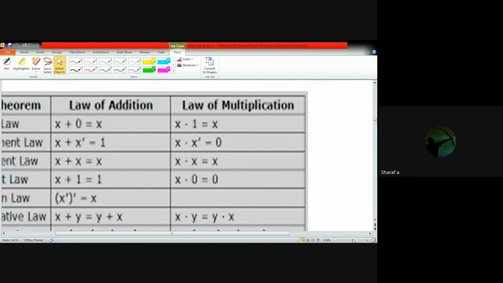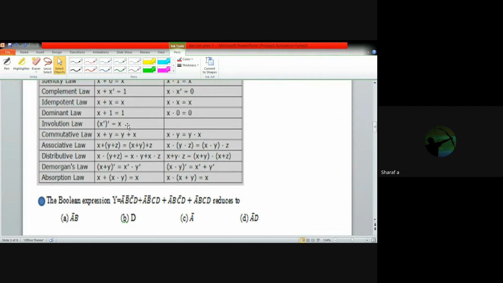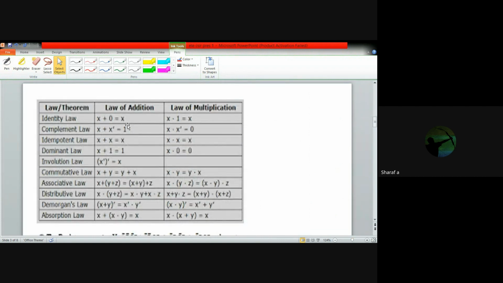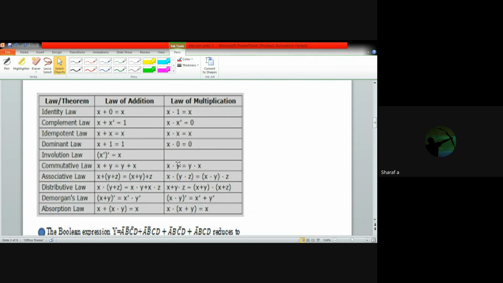Now let's move to the next part, which is the theorems or laws used in the simplification of Boolean expressions. These are some simple laws which will be used to simplify these kinds of expressions while solving different kinds of logical problems.